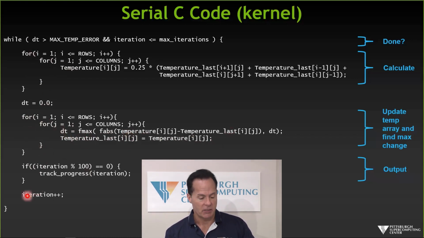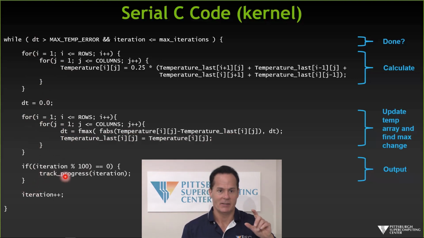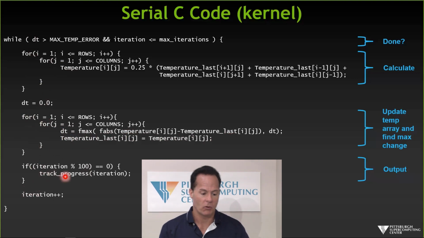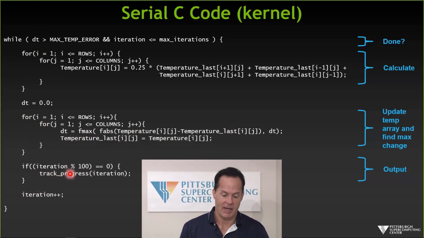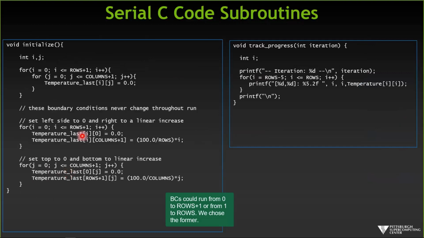And every 100 iterations or so, we'll track our progress. We'll print some data out. In our case, we'll just print out five little elements from the bottom corner, which is what the print routine does, because that's probably where most of the action's happening. We can see what's going on there. We don't want to dump the whole grid out to a million points every time. There are a couple subroutines that were invoked there.